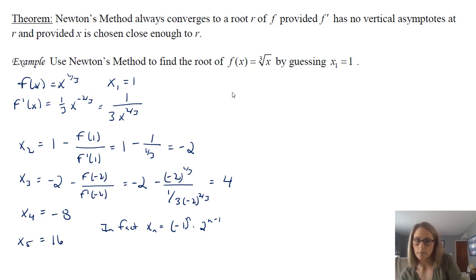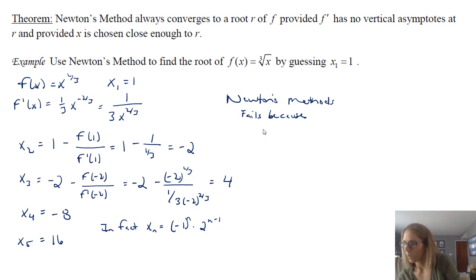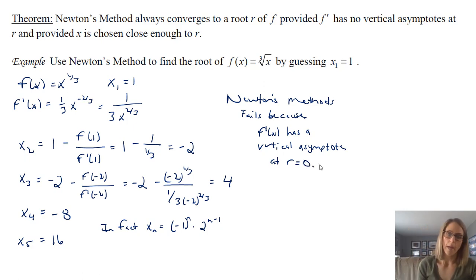And the reason is, Newton's method fails because f prime of x has a vertical asymptote at r equals 0, so the root of 0. And again, you can think about what that looks like. There's this vertical asymptote at that value, and it's a vertical tangent, you know. And so because of that, Newton's method fails. It doesn't follow the theorem, so you can't use it.